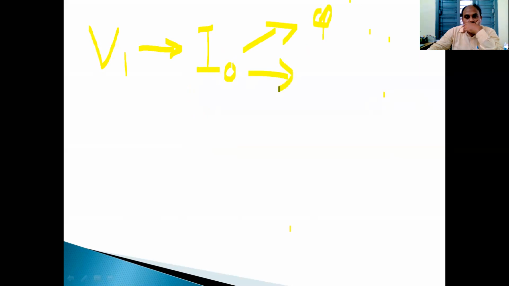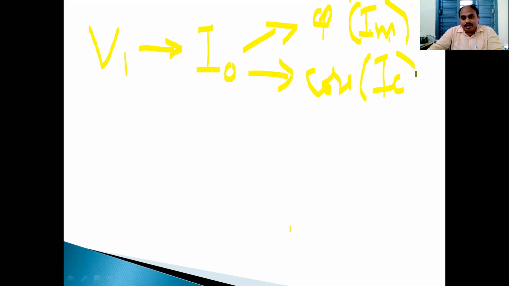So when we give alternating voltage to the primary winding, at no load condition, it produces some alternating current, I naught. The purpose of I naught is to produce some flux and to meet the core losses in the transformer. The flux producing component is represented with Im, also called the magnetizing component of current. The second one is the core loss component of current, represented with Ic.